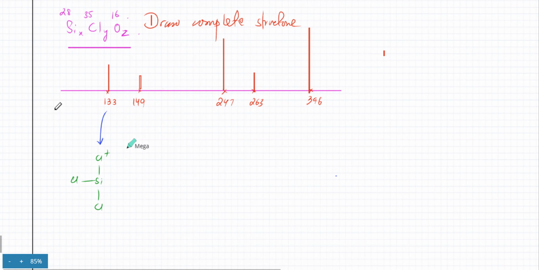So now it would be very easy. Try and figure out this slightly bigger fragment. What's 149 then? What's the difference between 133 and 149? Oxygen. So it means the same fragment with an oxygen added gives a slightly bigger fragment, which would be 149. Now similarly figure out what 247 is. 247 is going to be an even bigger fragment. What's the difference between 149 and 247? I think it's 98, right?